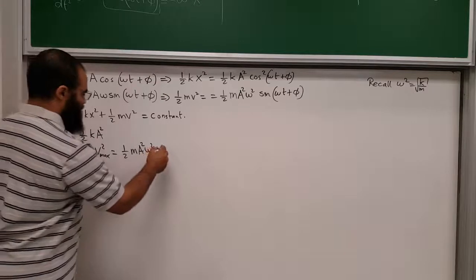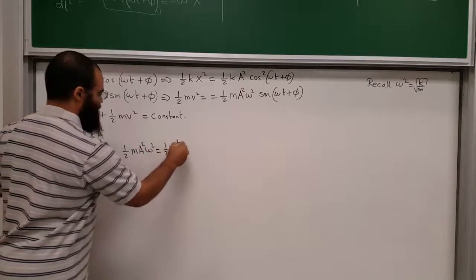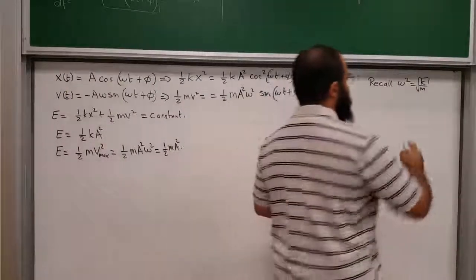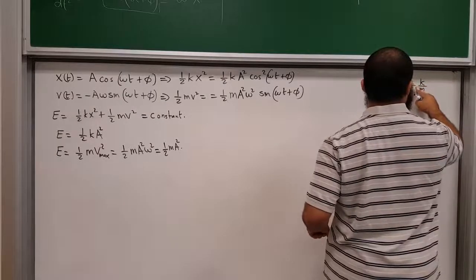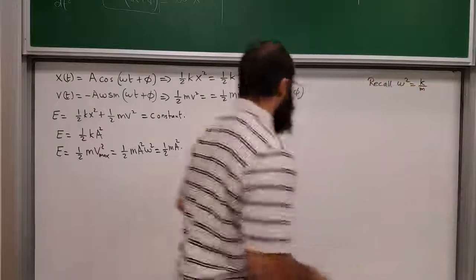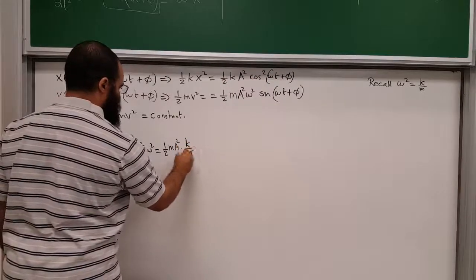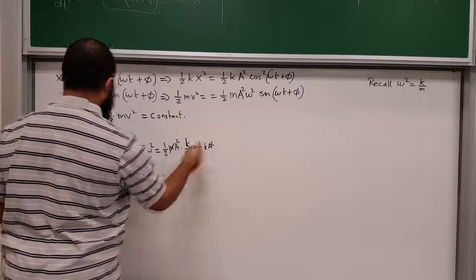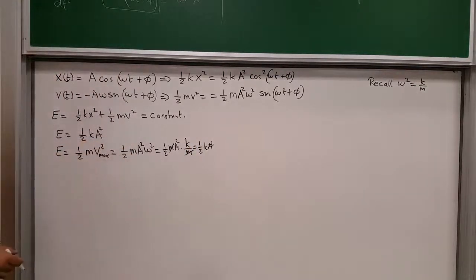So I have this here, 1/2 m A squared times omega squared, but omega squared, I made a mistake here. Omega is equal to the square root of k over m. Omega squared is just k over m. So instead of omega squared, I will write k over m. So the m cancels and you have 1/2 kA squared. So the energy is 1/2 kA squared. It's just a different way to write it.